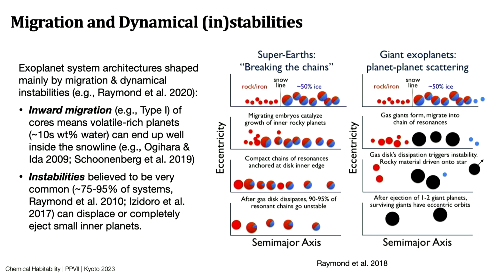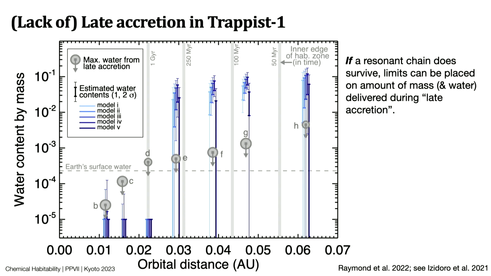Okay. Instabilities and migration, very important for shaping the final stages of architectures. Don't have time to go into it, but again, inward migration can lead to very water-rich planets being present in the inner disk, even though they formed much further out. And then for late accretion, this is a very interesting point.